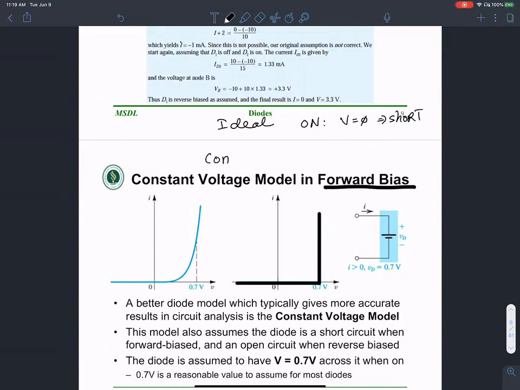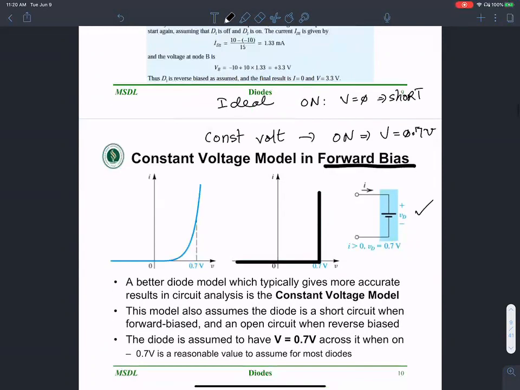Okay, so this is the ideal diode model. Here we assume a constant voltage model. In this case, when the diode is on, we assume the voltage is 0.7 volts, or we assume that it behaves like a battery. A better diode model, which takes into account the built-in potential and gives us more accurate results in circuit analysis, is the constant voltage model. It's called a constant voltage model.